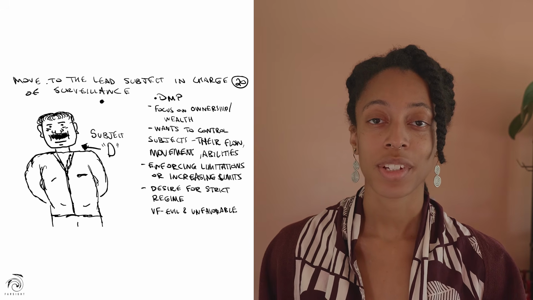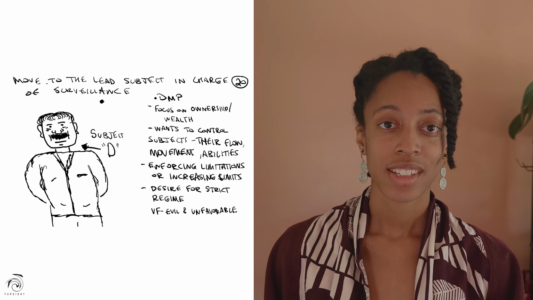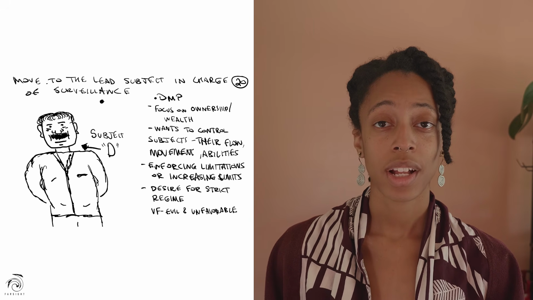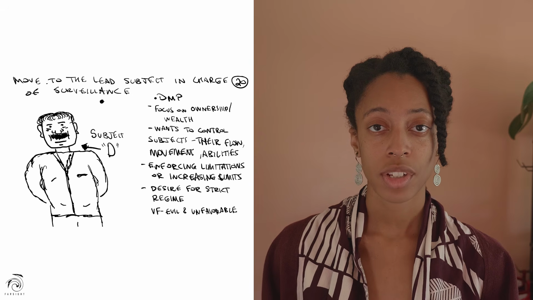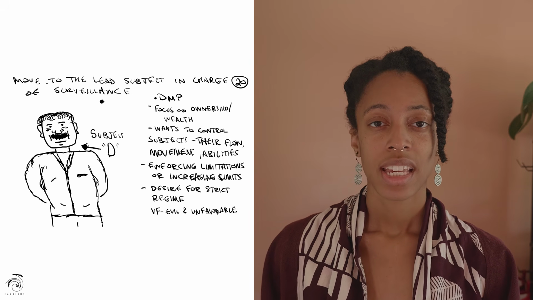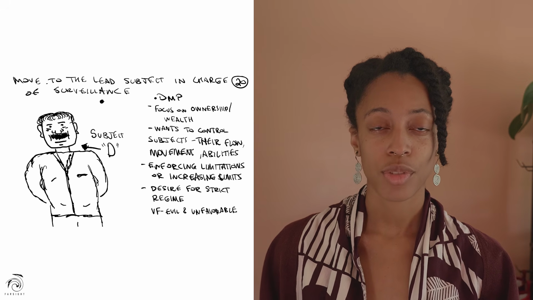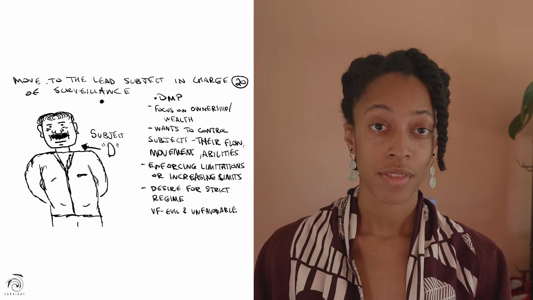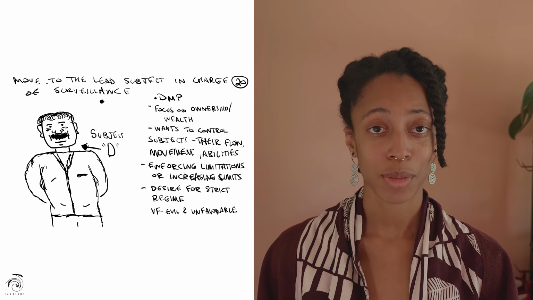I've labeled him subject D as in dog, and doing a deep mind probe, I sense a focus on ownership or wealth. This subject wants to control the other subjects here, control their flow, their movement, their abilities. He's increasing and enforcing limitations and has a desire for a strict regime. My viewer feel towards subject D is he's evil and unfavorable.